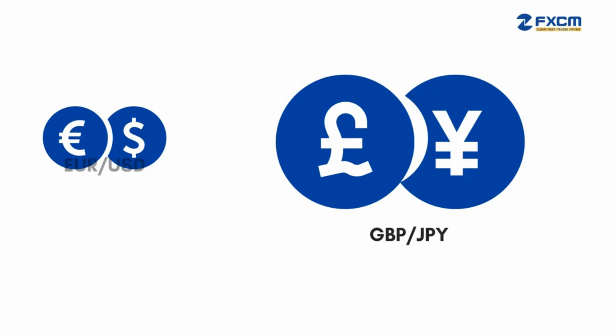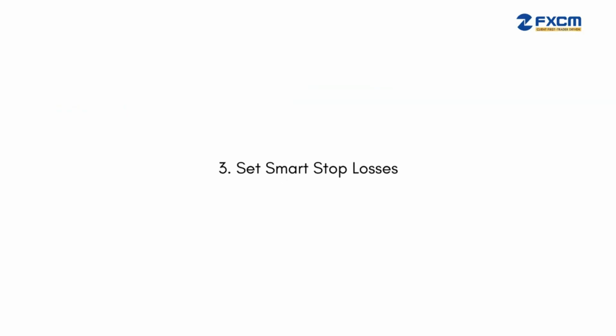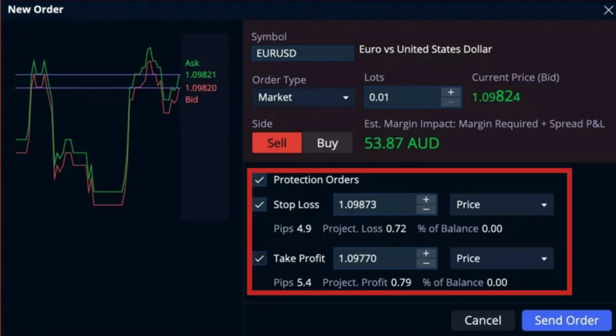3. Set smart stop losses. With leverage, setting stop-loss orders is critical. You must define your risk per trade and stick to it. Using ATR, average true range, or support resistance zones can help place logical stops and protect your account from sharp market moves.